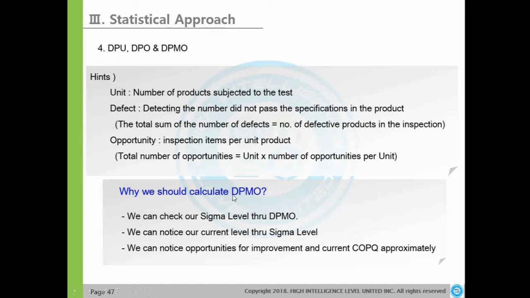Why should we calculate DPMO? We can check our sigma level through DPMO. We can notice our current level through Six Sigma level. We can notice opportunities for improvement and current COPQ approximately.